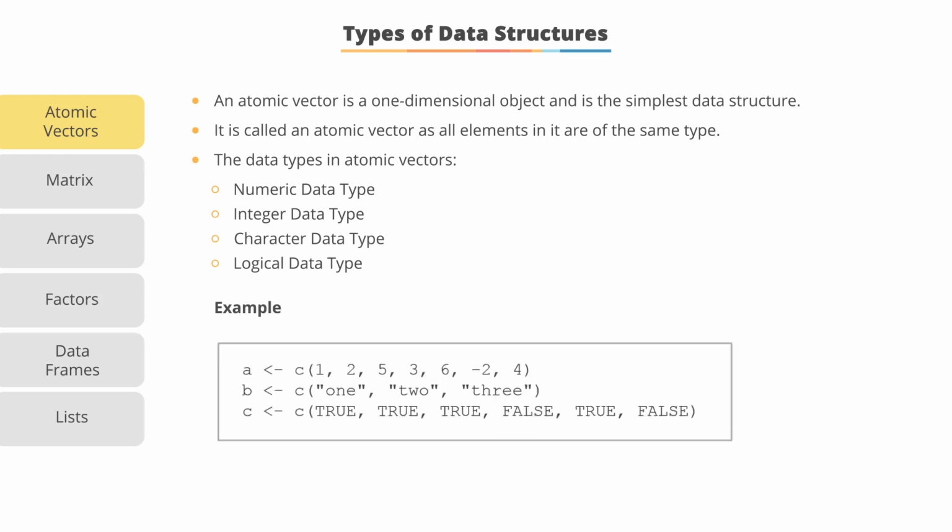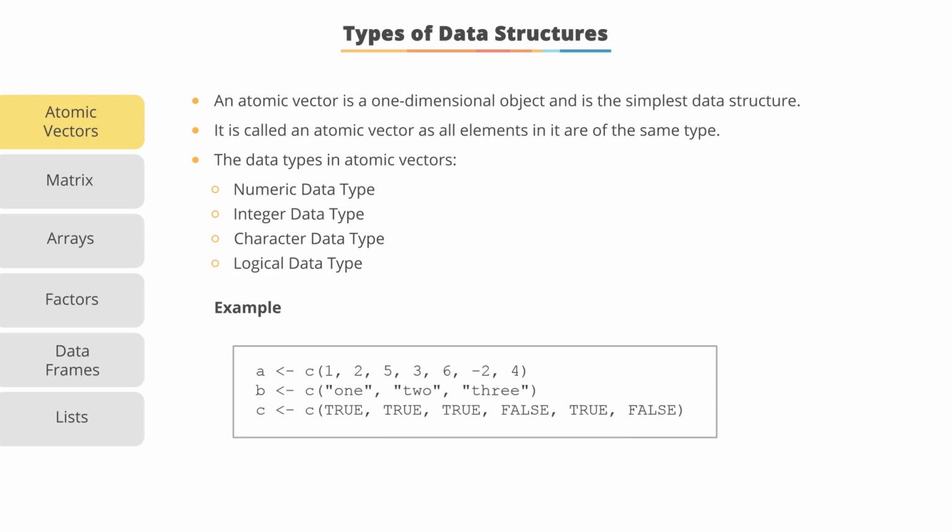If you look at the examples, the first one, if we create a vector called A and concatenate 1, 2, 5, 3, 6, negative 2, and 4, that's an integer data type atomic vector. The second one, B, we're concatenating 1, 2, and 3, but because of those quotes, you see they're strings. And so that's a character data type atomic vector. Note that everything is the same within that vector, just like the first one. Lastly, you can see C, we're concatenating true, true, true, false, true, false. And this is a logical data type. Logical data types always contain simply true or false.